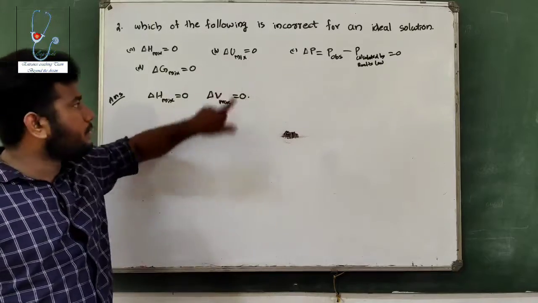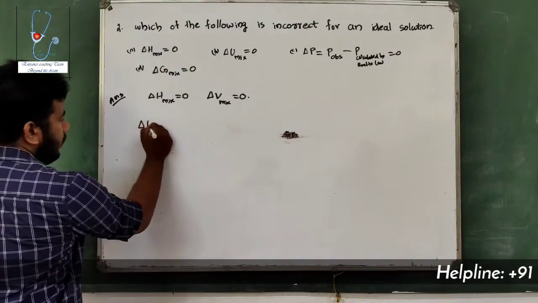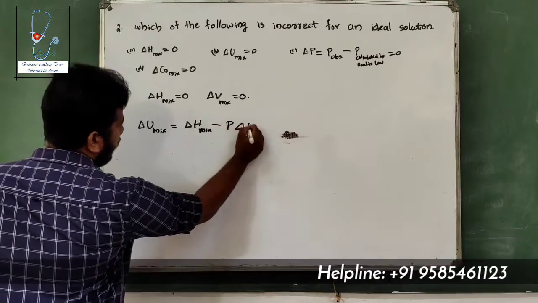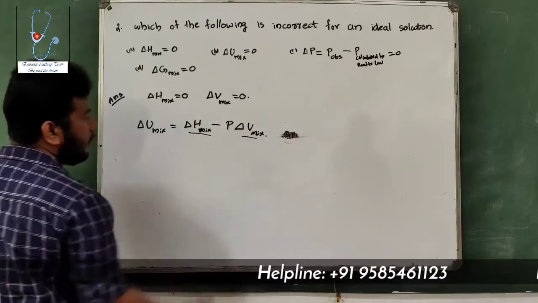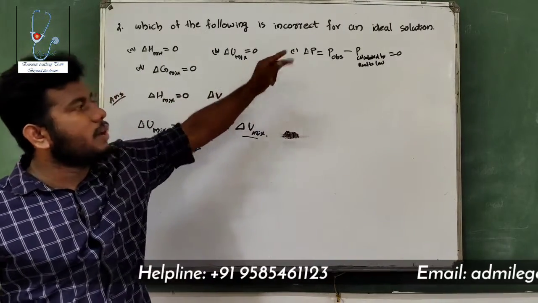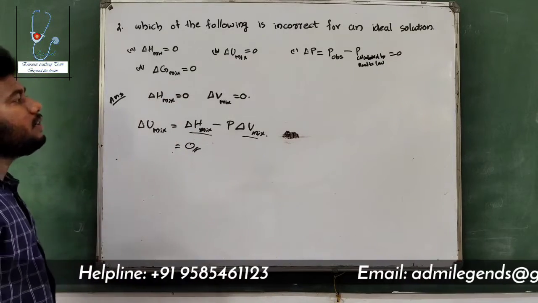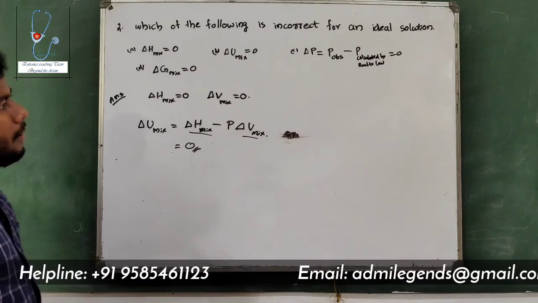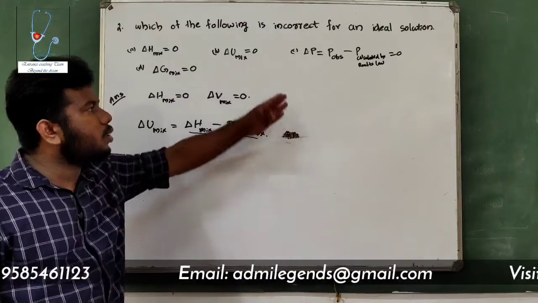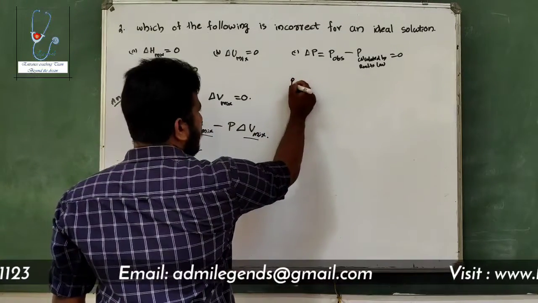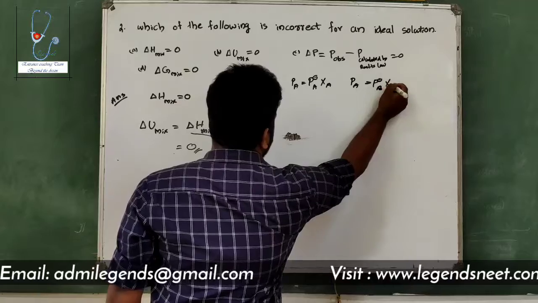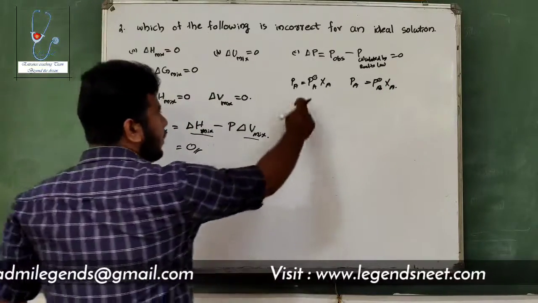And check the second option, delta U mix is equal to 0. We have the equation delta U mix is equal to delta H mix minus P delta V mix. Here, delta H mix and delta V mix are equal to 0. Hence, delta U mix is equal to 0. So delta U mix is correct for an ideal solution. And the third option, delta P is equal to P observed minus P calculated by Raoult's law is equal to 0. This option is also correct. We have the equations PA is equal to P0A XA and PB is equal to P0B XB. So this difference we get 0.